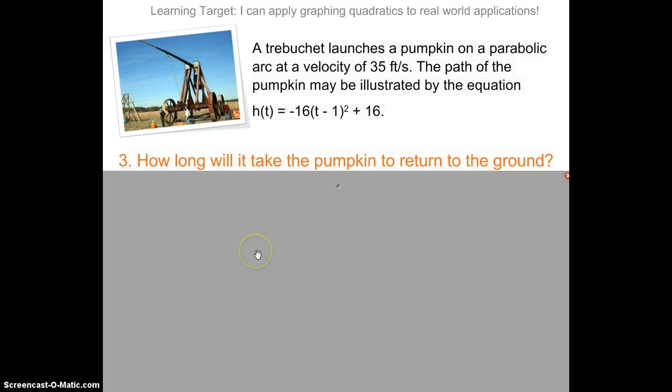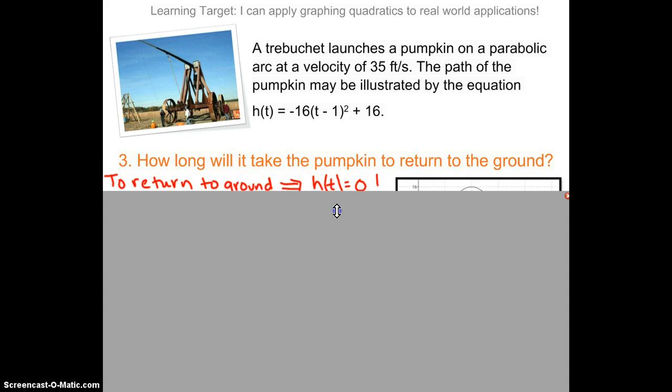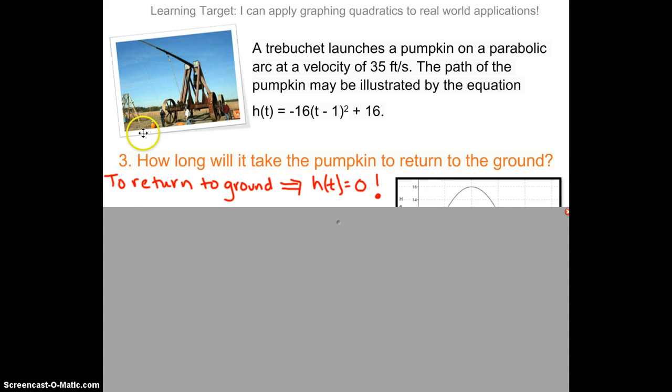So we've got some more questions. The third question about this path of the pumpkin says, how long will it take the pumpkin to return to the ground? Well, we need to think about what it's asking me for. To return to the ground, that means my y value, my height, my h of t, should be 0 because ground level is 0. Okay?